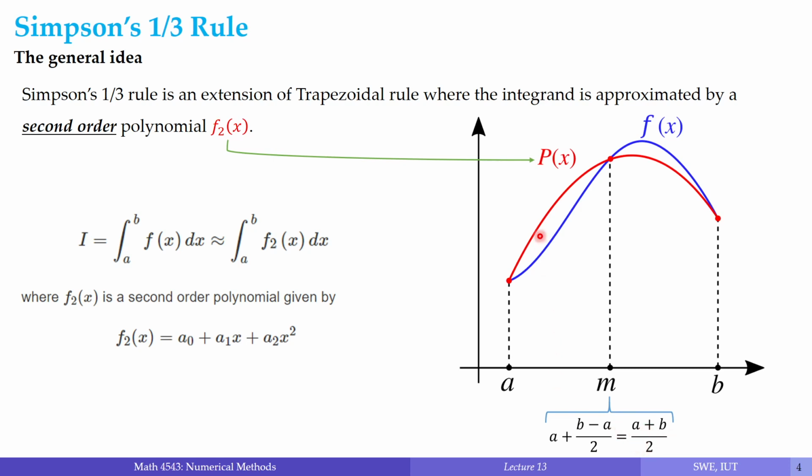So we'll see how we can come up with a formula that calculates the area under the second order polynomial in order to approximate the actual integral, which is the area under the f of x curve. Okay, so let's see how we can do that.